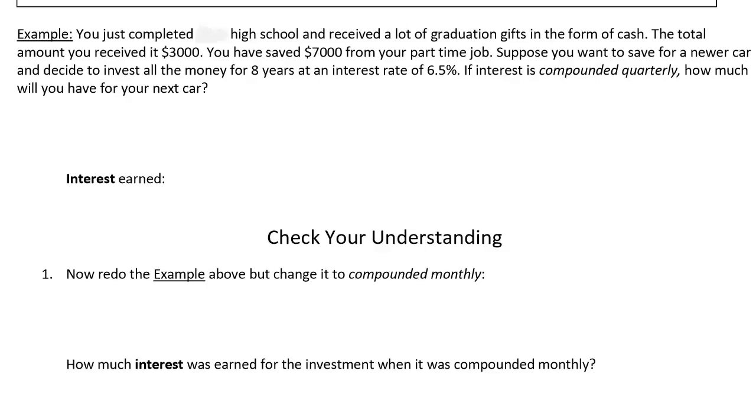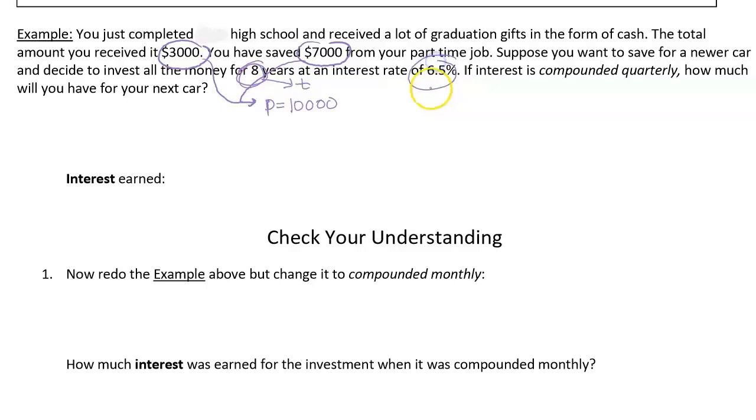If the interest is compounded quarterly, how much will you have for your next car? All right, first thing is we have $3,000 that we got in gifts, and then we already had $7,000. So this is our principal, and it is $10,000. Then we have the time is going to be 8 years.